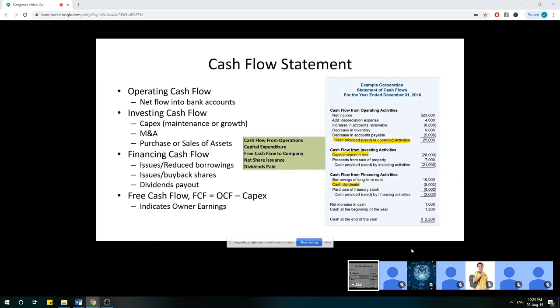I think the more important number is how much cash is generated from the operating activity minus all this capex, including the M&A. The rest is the free cash flow. What does free cash flow mean? It means that this free cash flow is no longer needed to maintain the core operation of the business. If the shareholder takes out all the free cash flow, it will not impact the business earning power.